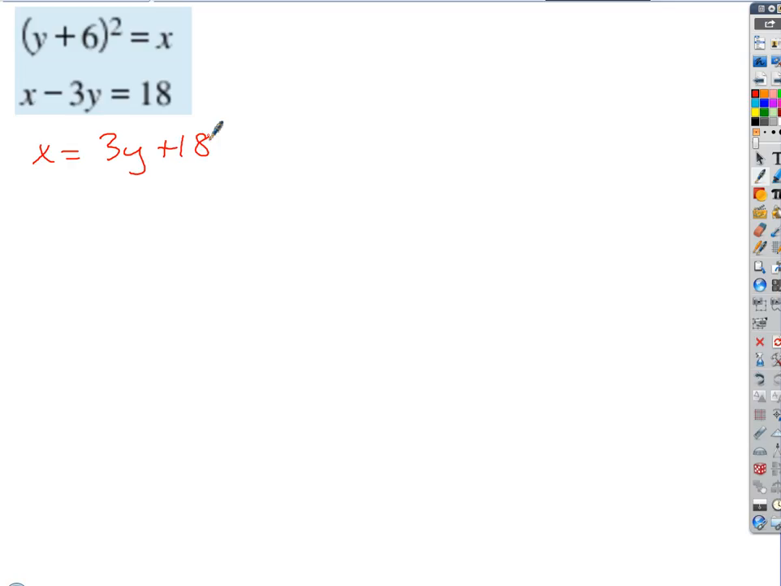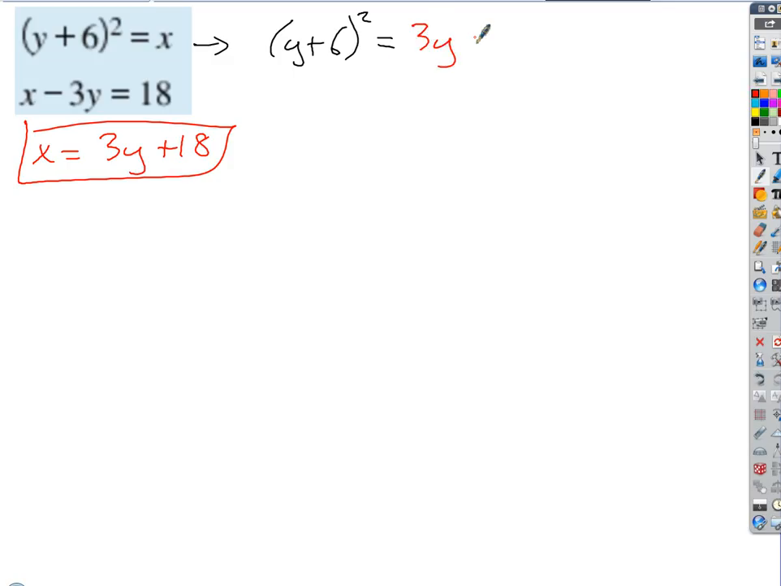What should I do to that equation? That's my substitution equation. So what should I automatically do? Put a box around it. Because that's what I'm going to come back to, right? And then my first equation is going to become the quantity y plus 6 squared equals x, which is this. Okay, so I want to talk to you for a second about how do we expand this out.